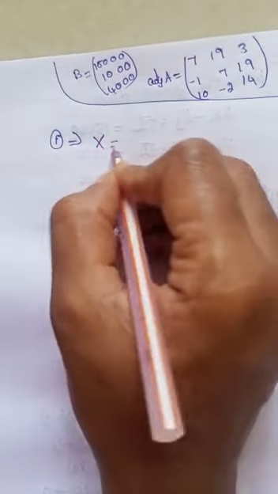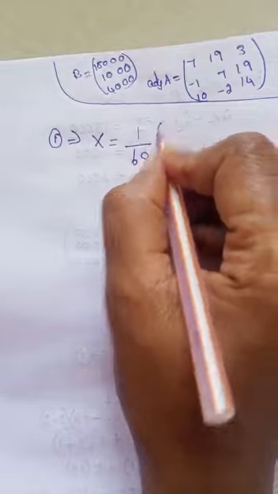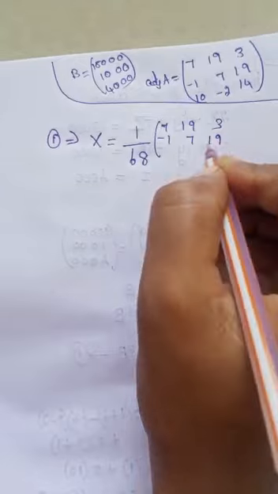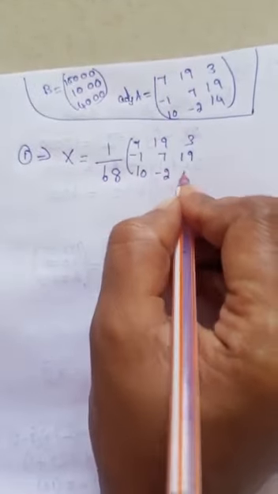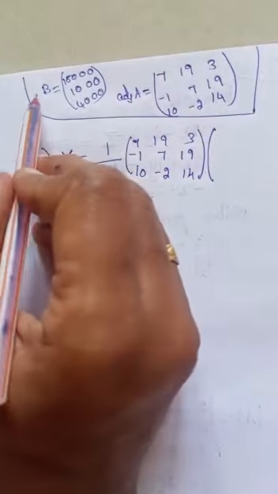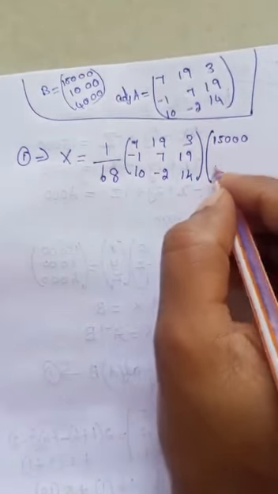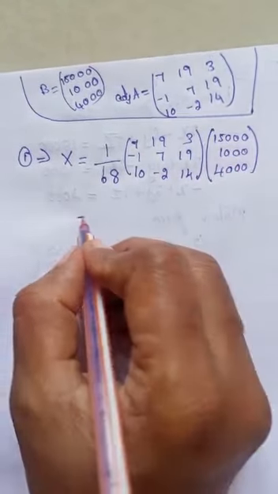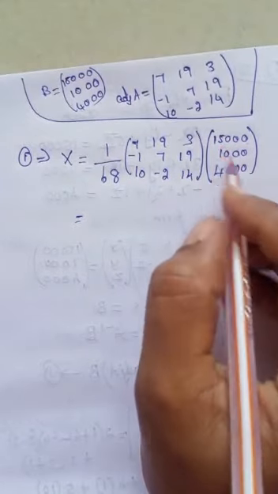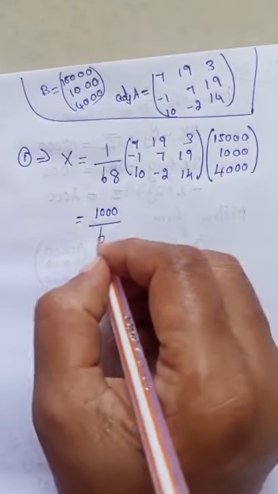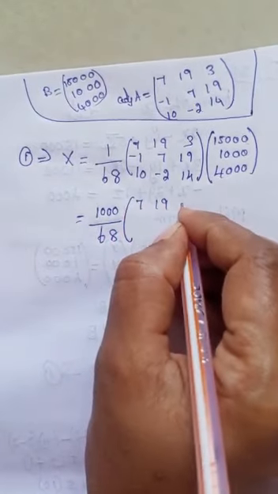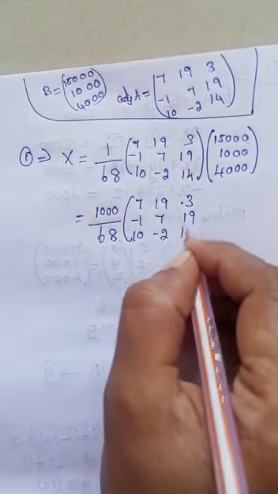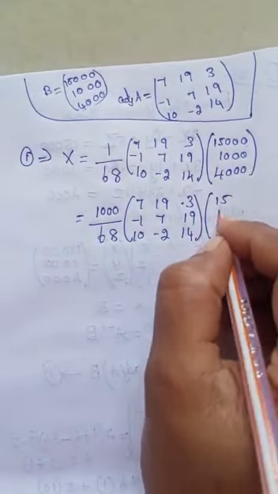See equation 1, that is X is equal to 1 by determinant A. We got 68 into adj A. 7, 19, 3 minus 1, 7, 19 and that is 10 minus 2, 14 into B 15,000, 1,000, 4,000. So in order to simplify it, shall we take the 1,000 outside? So 1,000 by 68 into 7, 19, 3 minus 1, 7, 19, 10 minus 2, 14 into 15, 1, 4.